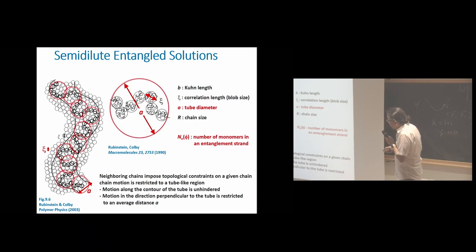this chain's movement is topologically constrained by the neighboring chains, so it's like this chain is in a tube, whose diameter is a. When you zoom in on this tube diameter a, you have part of a chain. This is an entanglement strand, a Gaussian chain of these correlation blobs. So let's study how this tube diameter a and the number of monomers in an entanglement strand, N_e, vary with the concentration.